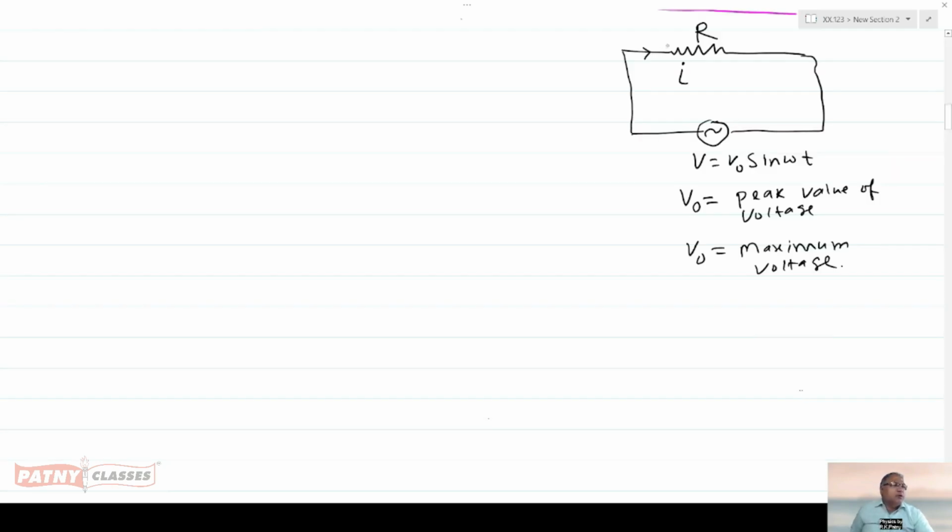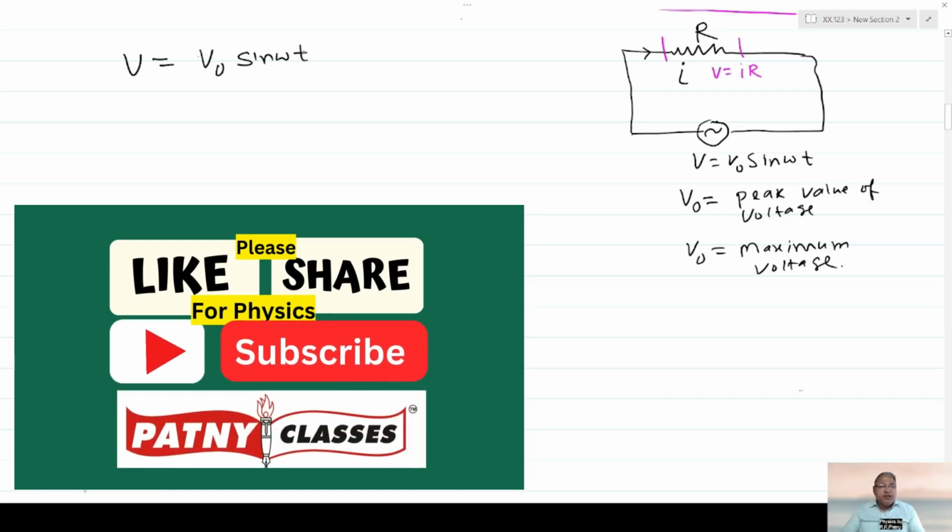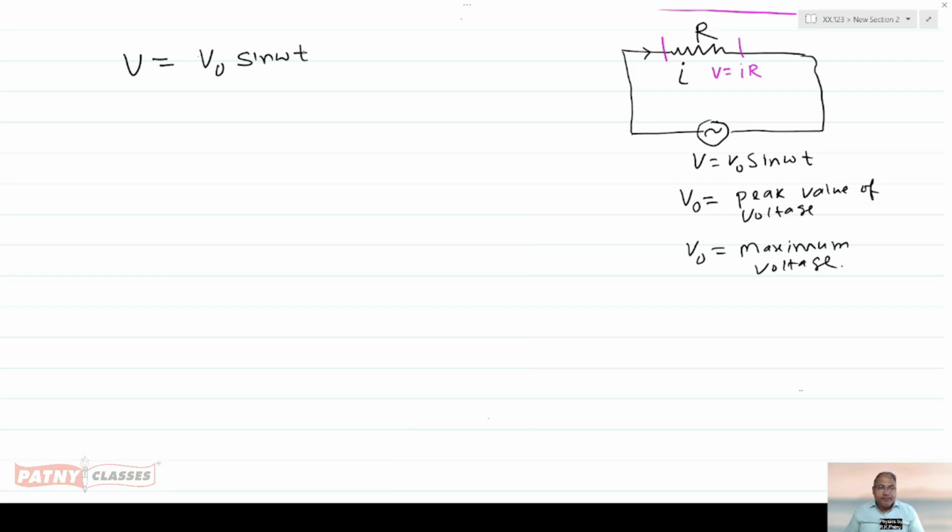According to Ohm's law, the voltage across the resistor is also given by V equals IR. So we have V equals V naught sin omega t. This is the instantaneous value of the voltage. So the equation for the instantaneous value is V equals V naught sin omega t. What would be the instantaneous current? How will you write the instantaneous value of the current? According to Ohm's law, we already have V equals IR. Call it equation 1, and the other equation 2.